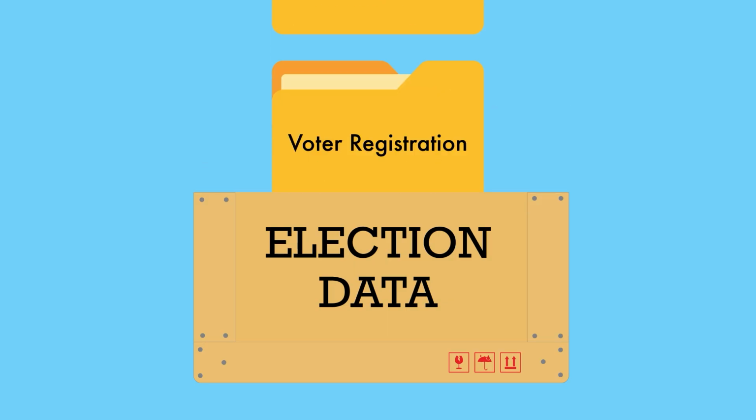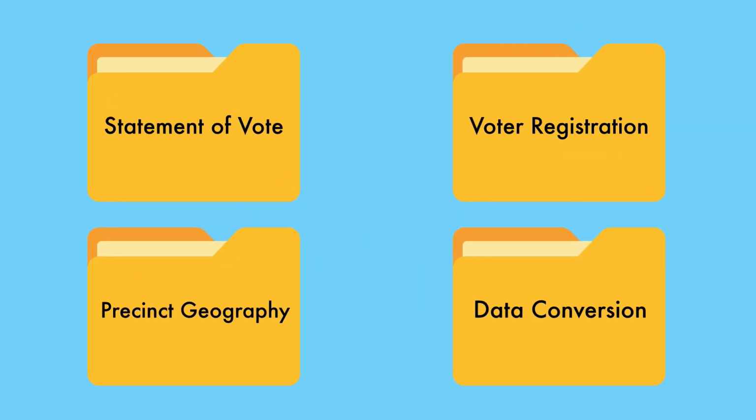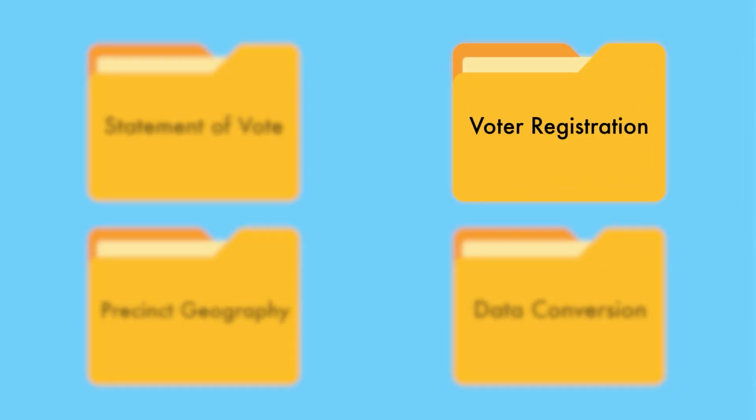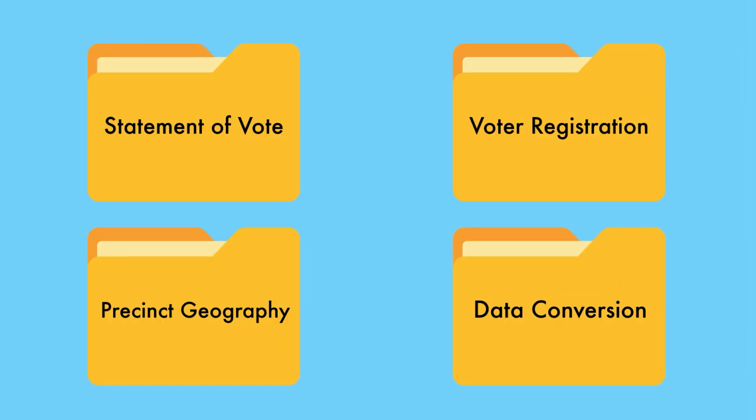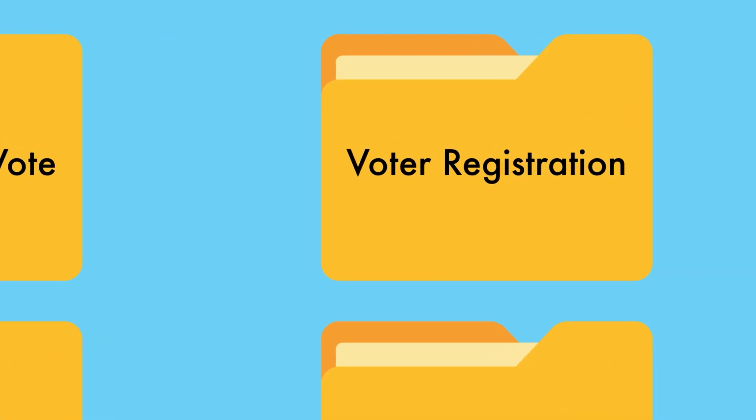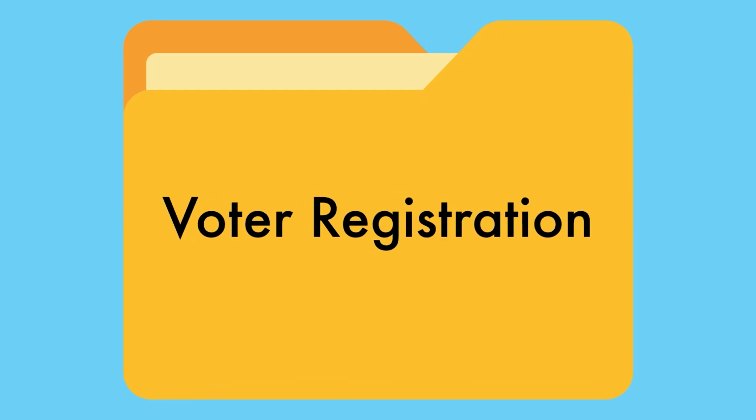Our election data page contains 4 types of election files: statement of vote files, voter registration files, precinct geography files, and data conversion files. In this video, we'll cover each of these file types, including what variables they contain and how you can use them together. Let's start with the voter registration files.